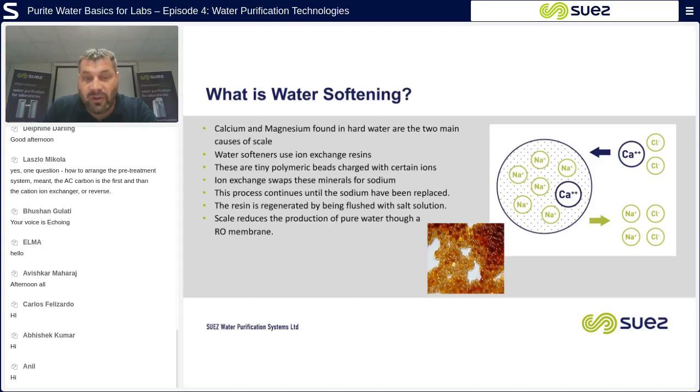Depending on the type of reverse osmosis unit following from the pre-filters, the water may pass through a water softener. This is to prevent buildup of scale on the RO membrane, as scale on the membrane will reduce the production of the purified water.